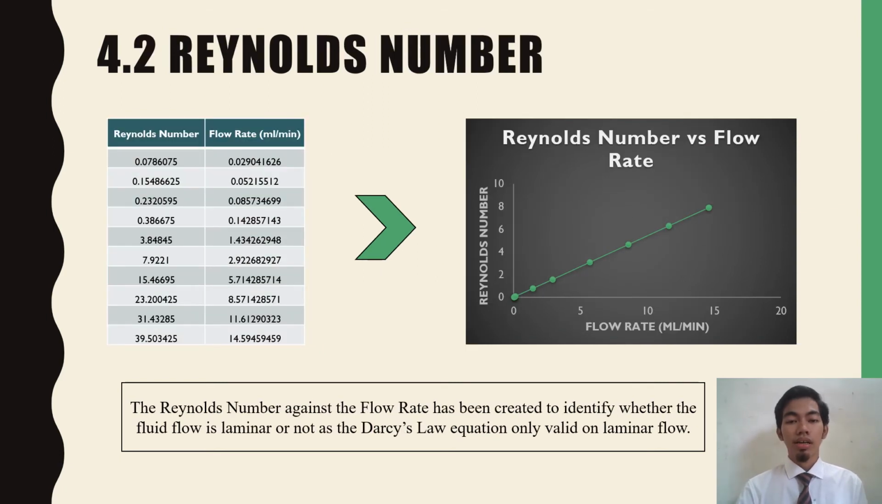Next, for the Reynolds number, it was calculated by using the Reynolds number formula, which equals density times velocity times diameter, divided by viscosity. A graph was plotted between Reynolds number and flow rate and found a linear correlation between them. This graph was created to investigate whether the fluid flow is laminar or not, as the Darcy law equation is only valid for laminar flow. Otherwise, this study would not succeed.